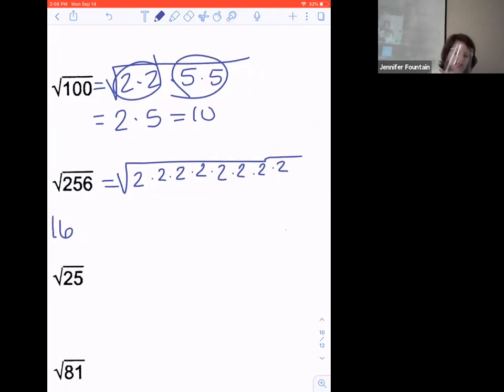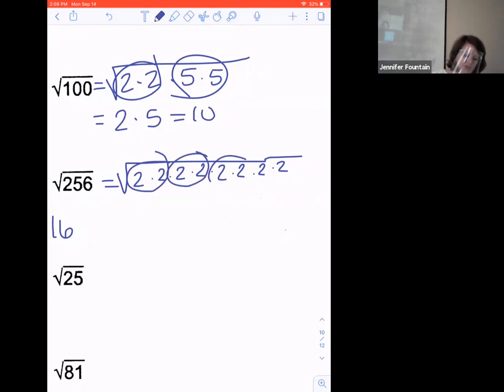Okay, so we're looking and we have 2 times 2 is 4. 4 times 2 is 8. 8 times 2 is 16. 16 times 2 is 32. 32 times 2 is 64. 64 times 2 is 128, and 128 times 2 is 256. So I have the right number of 2's. Now we buddy them up.